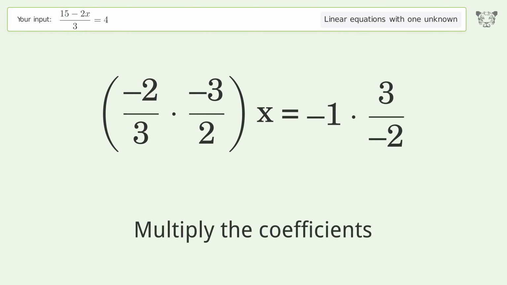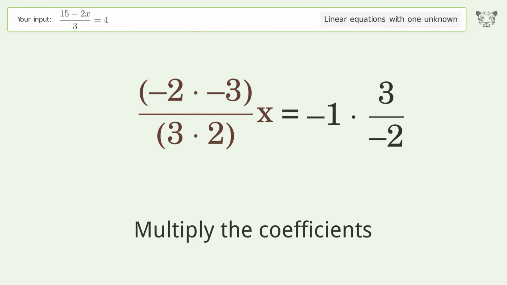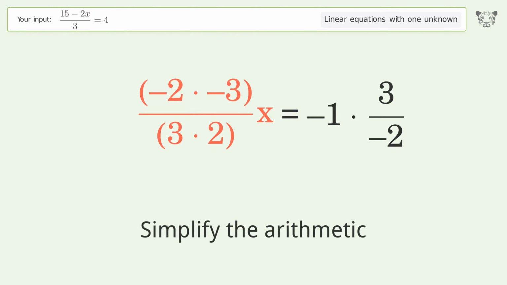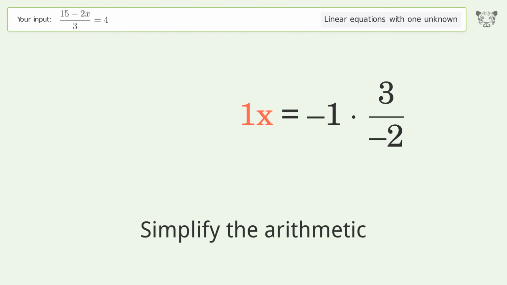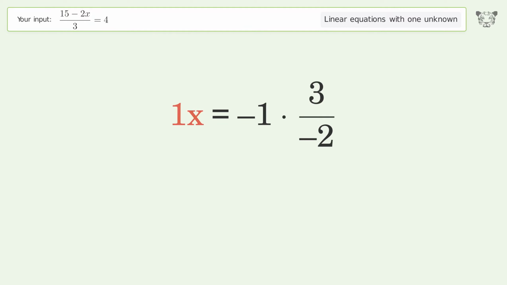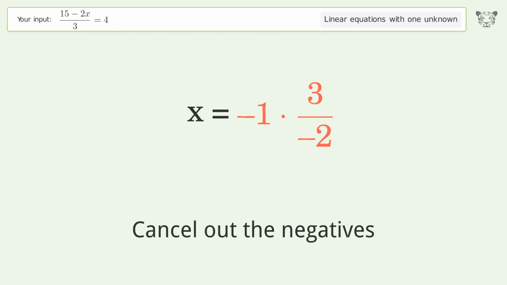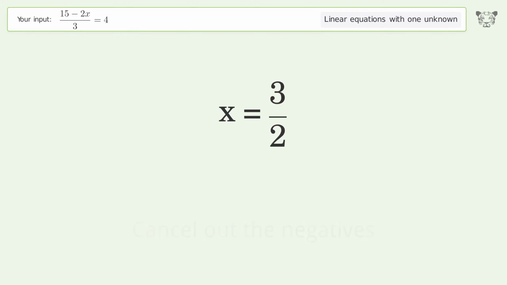Multiply the coefficients. Simplify the arithmetic. Cancel out the negatives. And so the final result is x equals 3/2.